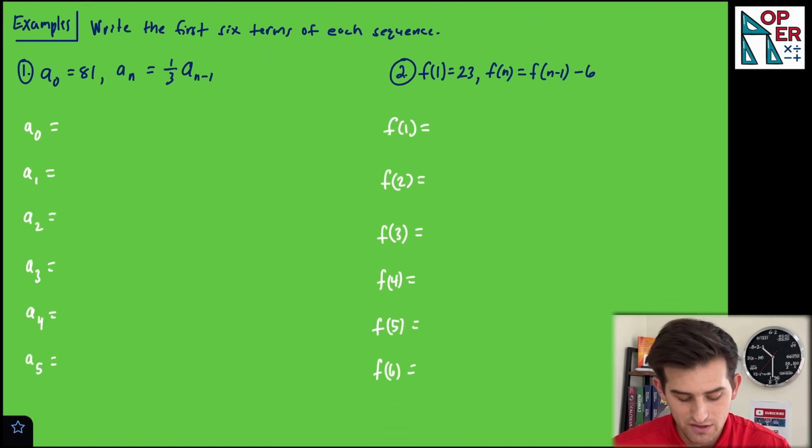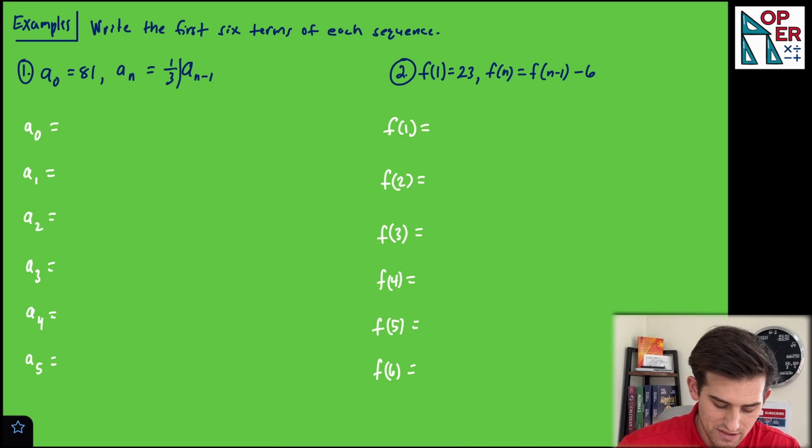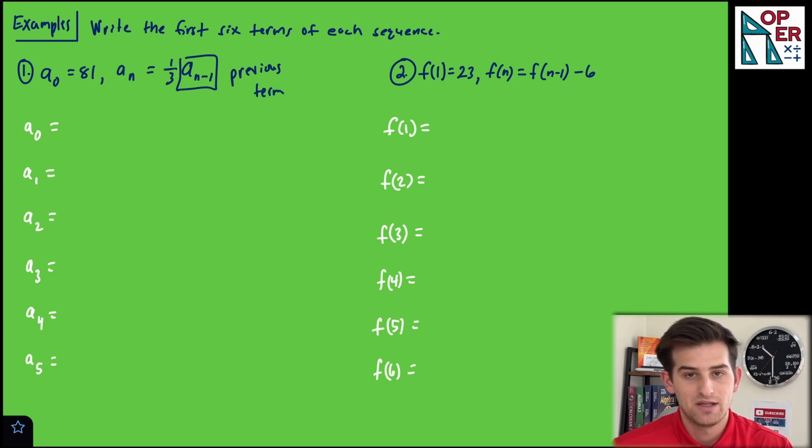For the two examples we're going to look at, they just say to write the first 6 terms of each sequence. For number 1, it gives us a sub 0 is 81. And then it gives us our rule, a sub n is equal to 1/3 times a sub n minus 1. Anytime we see this a sub n minus 1, this is just referring to the previous term, right? Because a sub 2 would be the second term, and so I would plug in 2 for n, 2 minus 1 would be 1. So to find the second term, I take 1/3 of the first term, or the previous term before 2.